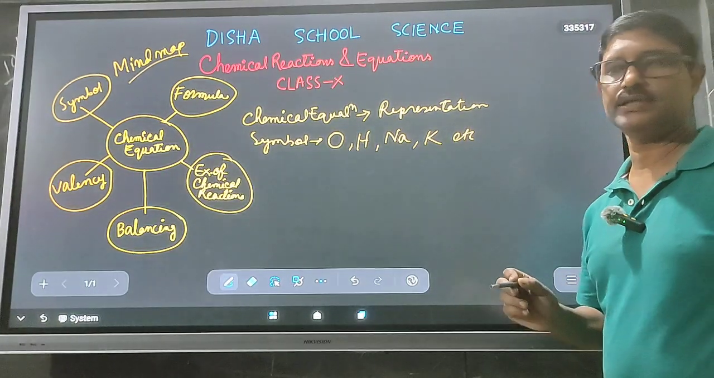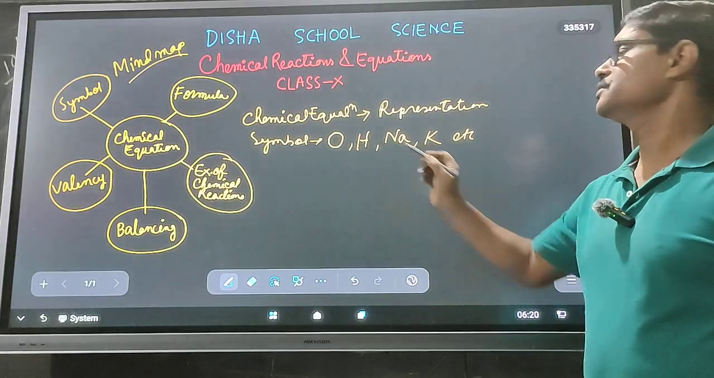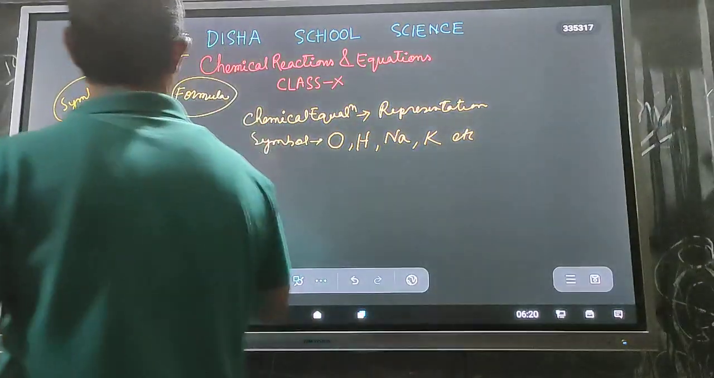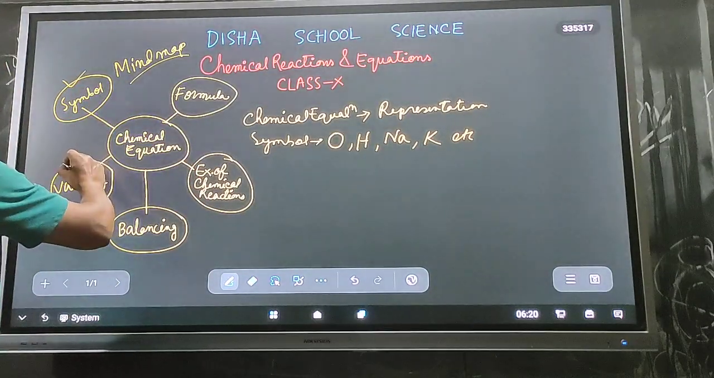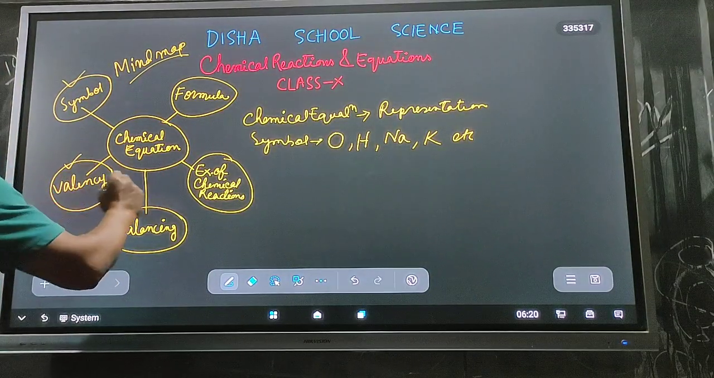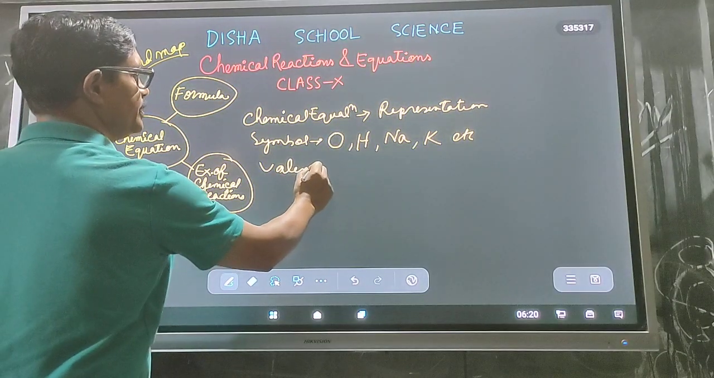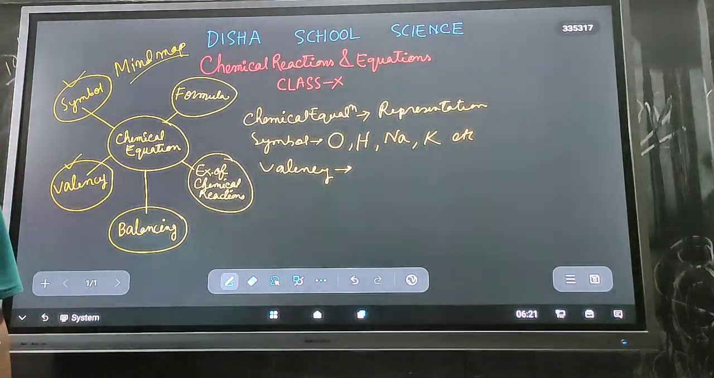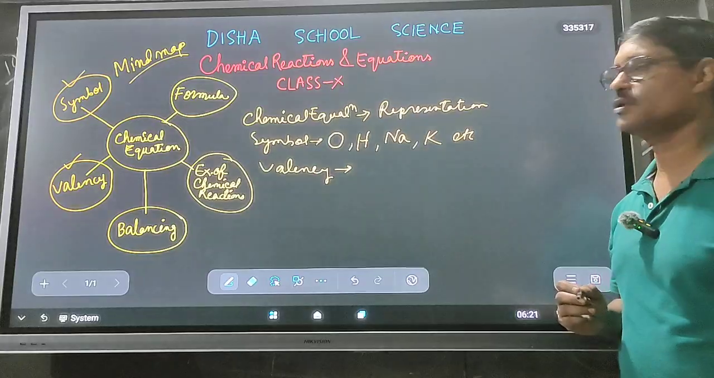Already in class 8 standard you already got about this symbol. Okay, so next is coming valency. You know, the combining capacity of an element with other element is called valency.